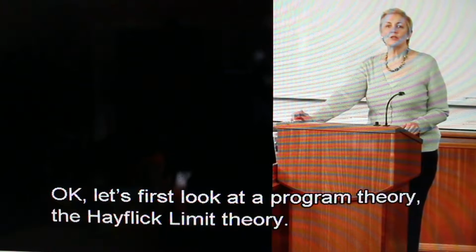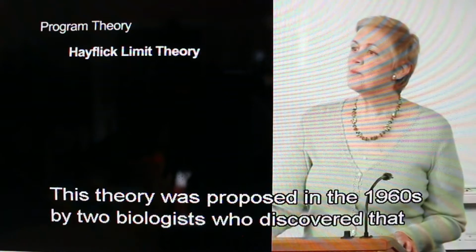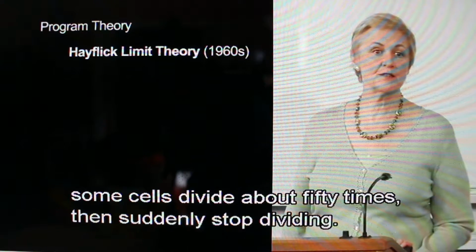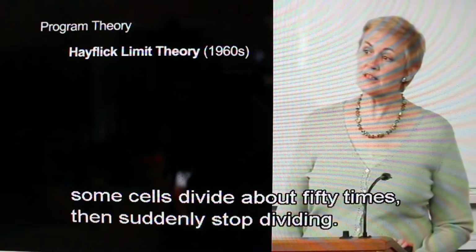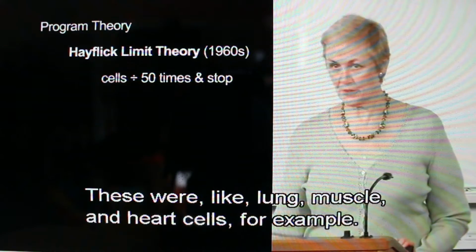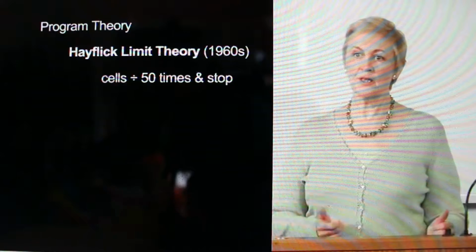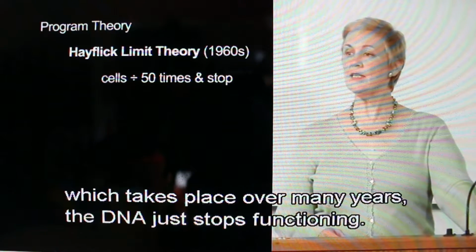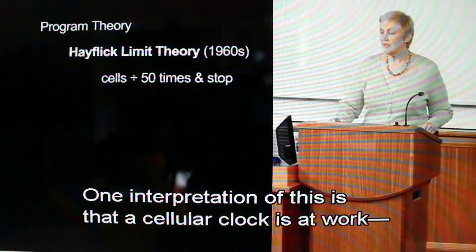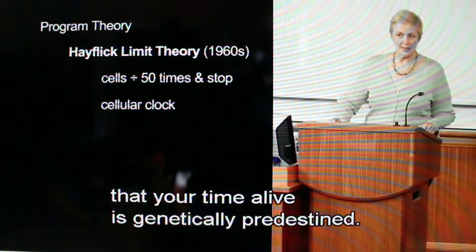Okay, let's first look at a program theory, the Hayflick limit theory. This theory was proposed in the 1960s by two biologists who discovered that some cells divide about 50 times, then suddenly stop dividing. These were like lung, muscle, and heart cells, for example. In other words, after about 50 generations of cell division, which takes place over many years, the DNA just stops functioning. One interpretation of this is that a cellular clock is at work, that your time alive is genetically predestined.